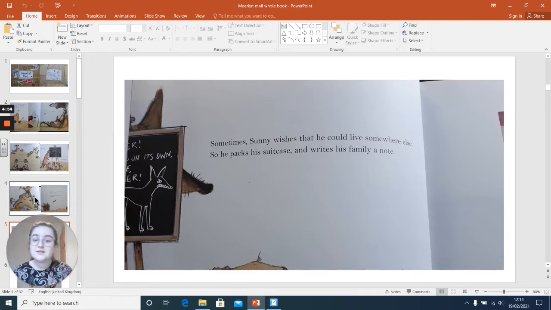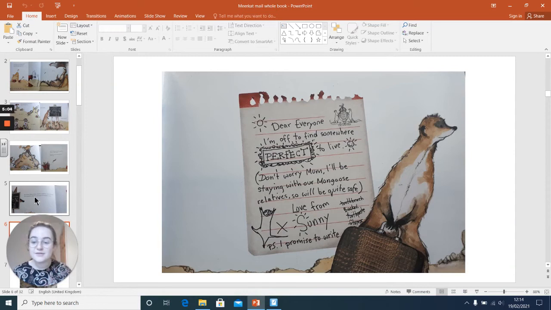Sometimes Sunny wishes that he could live somewhere else. So he packs his suitcase and writes his family a note. Dear everyone, I'm off to find somewhere perfect to live. Don't worry, Mum. I'll be staying with our mongoose relatives, so we'll be quite safe. Love from Sunny. P.S. I promise to write.